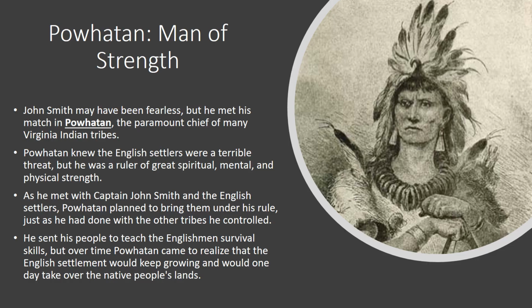Powhatan, man of strength. John Smith may have been fearless, but he met his match in Powhatan, the paramount chief of many Virginia Indian tribes. Powhatan knew the English settlers were a terrible threat, but he was a ruler of great spiritual, mental, and physical strength. As he met with Captain John Smith and the English settlers, Powhatan planned to bring them under his rule, just as he had done with the other tribes he controlled.